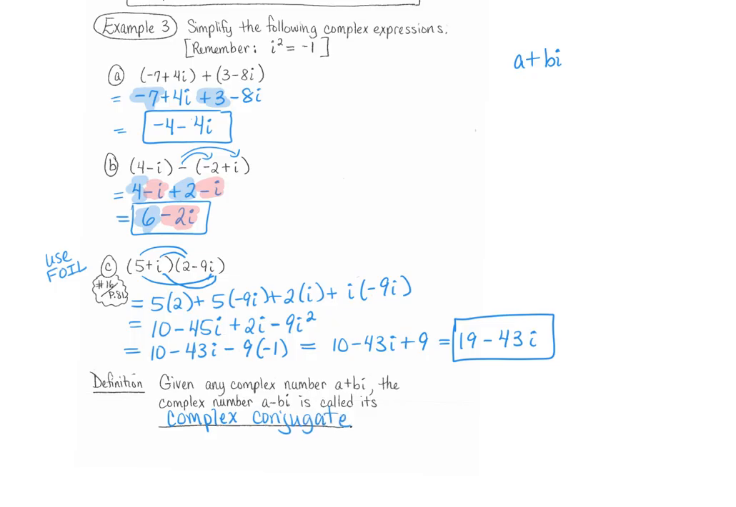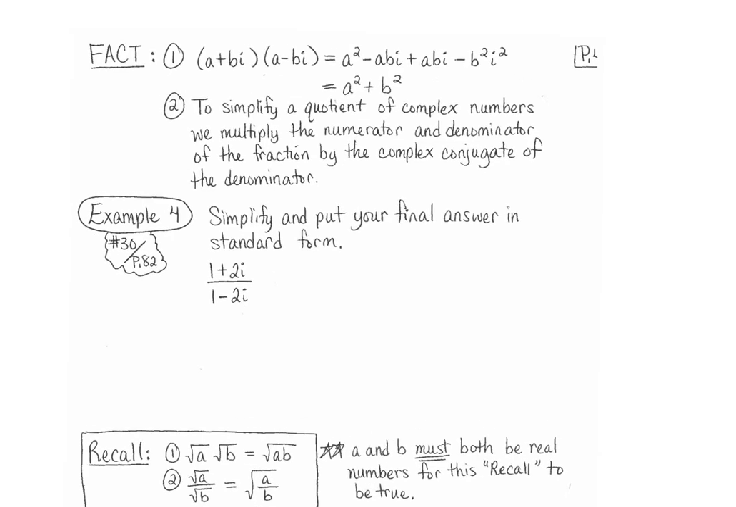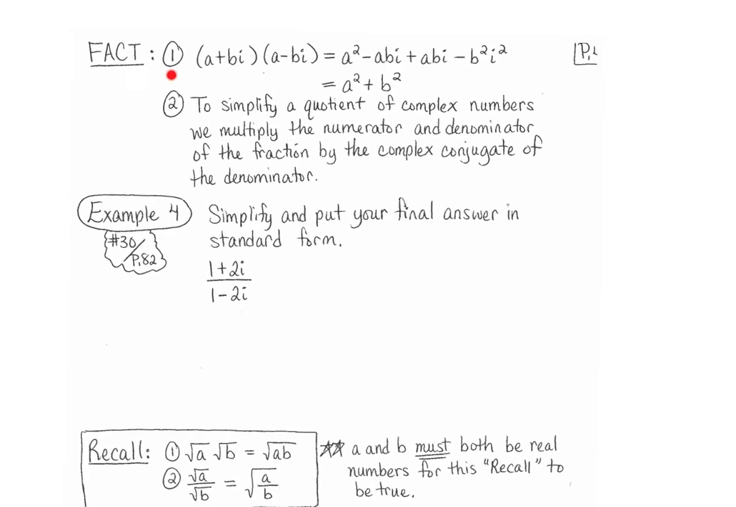And now that we know about complex conjugates, we can talk about the last operation to do with complex numbers, which is dividing them. Before we do, let's talk about this fact. When you multiply a complex number, a plus bi, times its conjugate, a minus bi, because both are binomials, use the FOIL method. So when you multiply and expand, you get a squared minus abi plus abi minus b squared i squared. But remember that i squared is equal to negative 1.